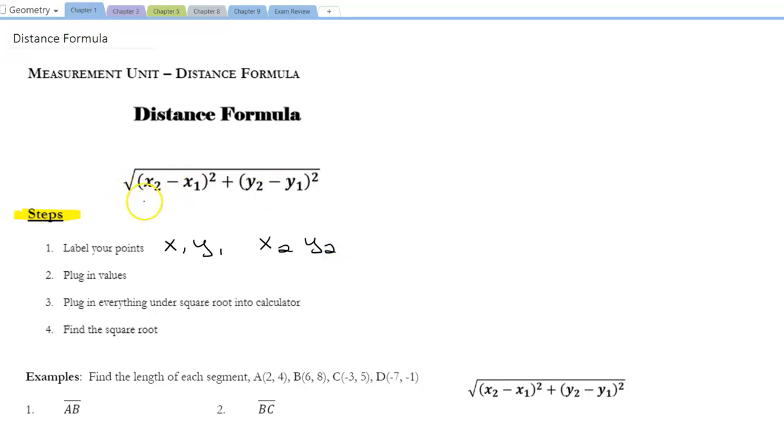And then we're going to plug it into this formula here. This is kind of an ugly formula, but after you use it a couple times, it's not that bad. Then we do everything underneath the square root. I'll show you how to do it using your order of operations, but you can also use a graphing calculator pretty easily. And then we find the square root.